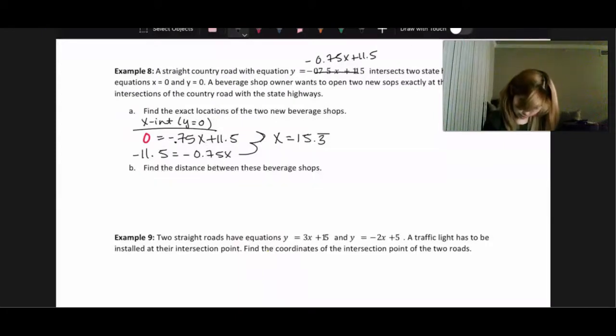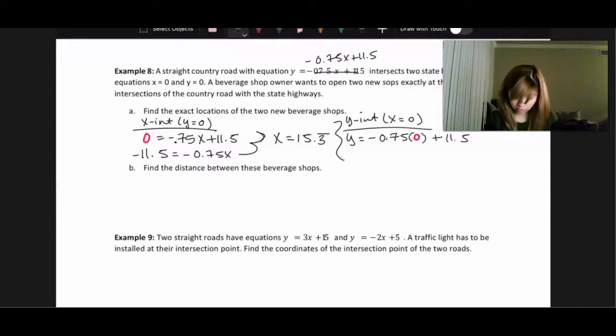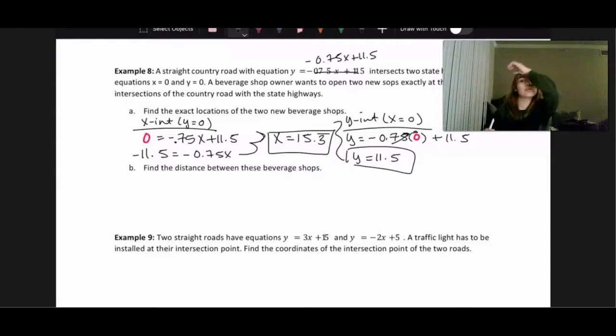We'll do the exact same thing for my y-intercept. The only difference is that for the y-intercept, x is zero. So this time, the 0 I'm plugging in is going to be my x. 0 times anything is 0, so this just gets canceled out to be 0. You get y equals 11.5, and that one was easily solved. So those are where the two shops will be located.